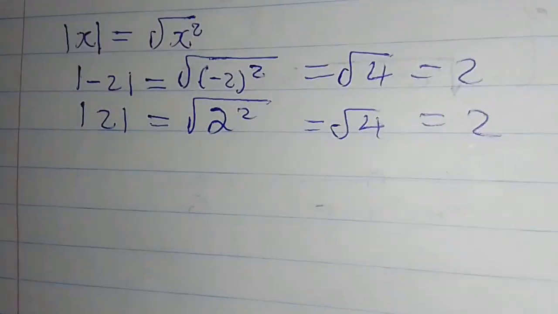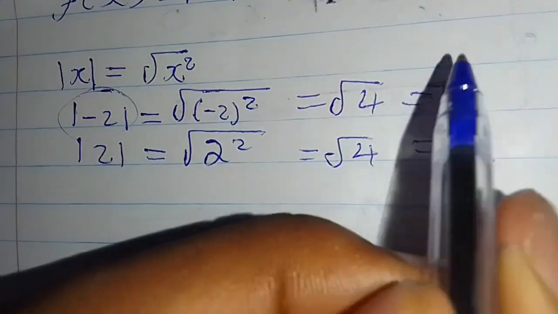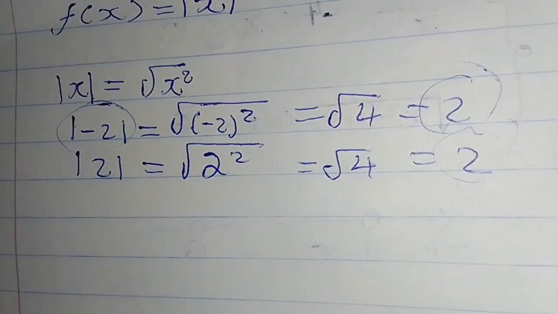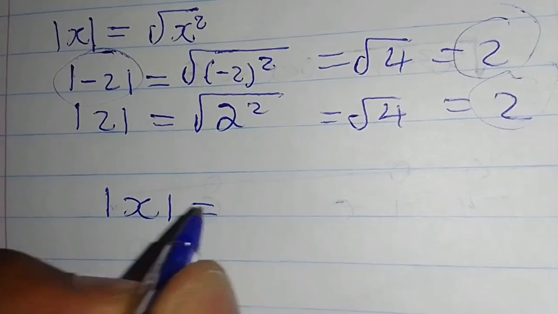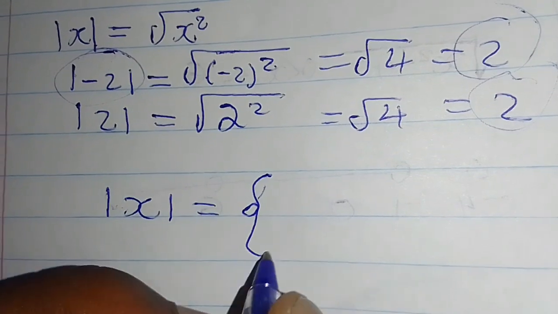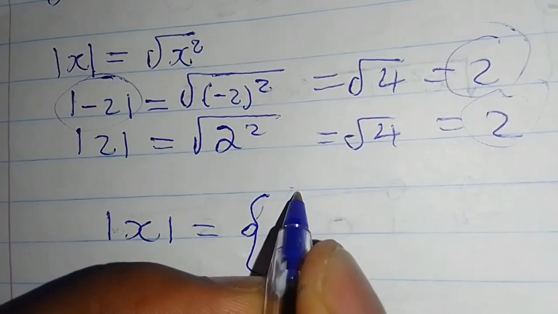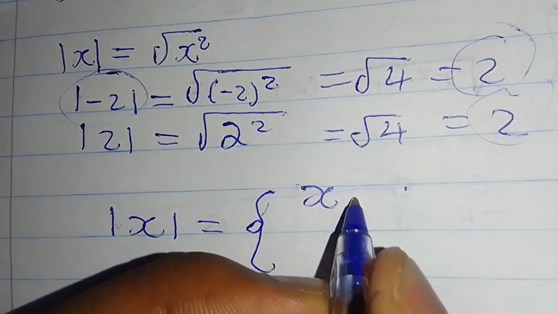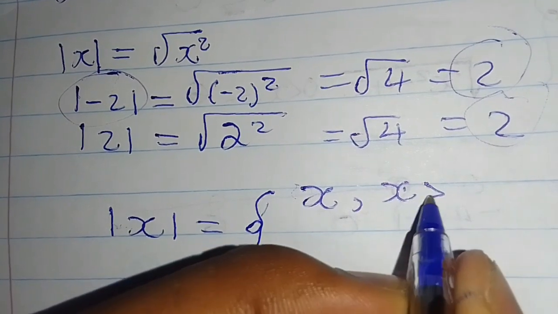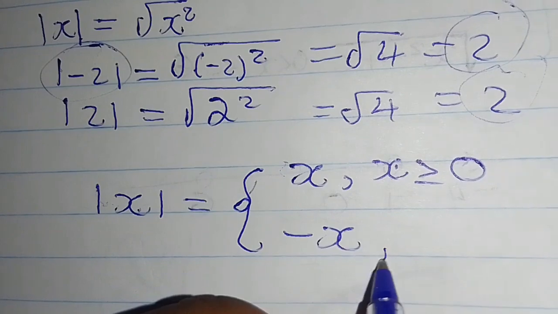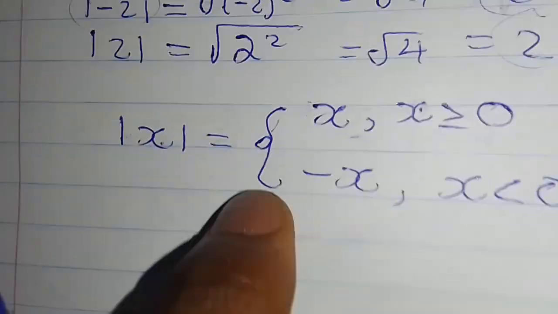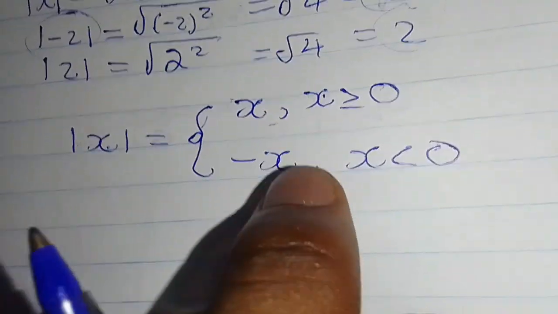So basically, notice something. The absolute value just takes away the negative. You just have the same interval, and it just takes away the negative. So that means that the absolute value of x can be represented as a piecewise function: it equals x if x is equal or greater than 0, and the absolute value of x is minus x if x is less than 0. So that's the definition of absolute value.